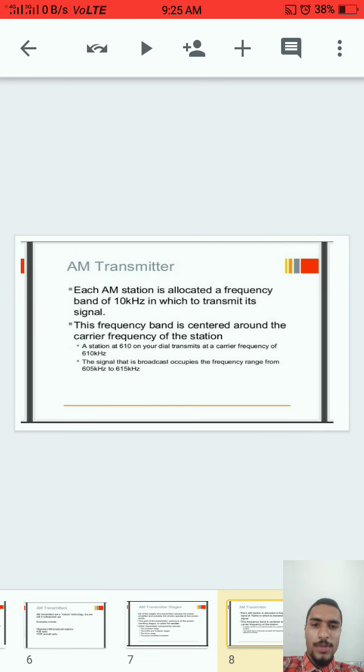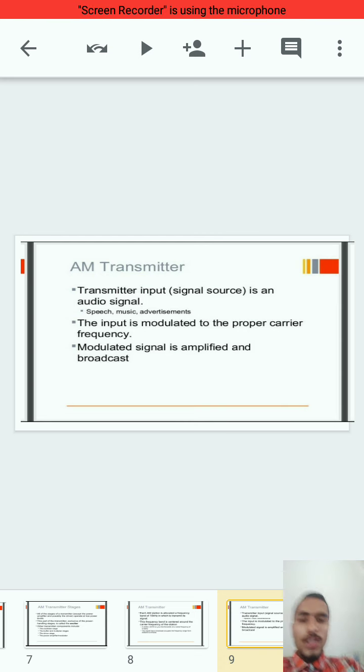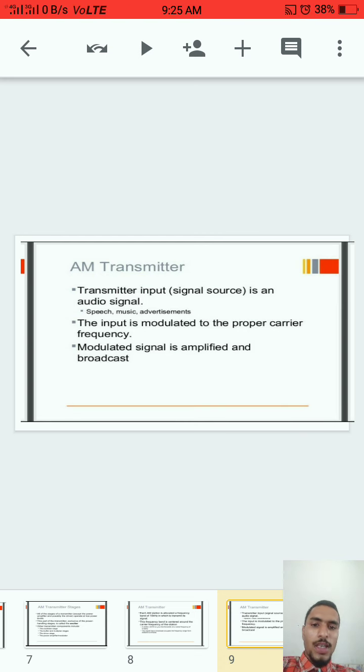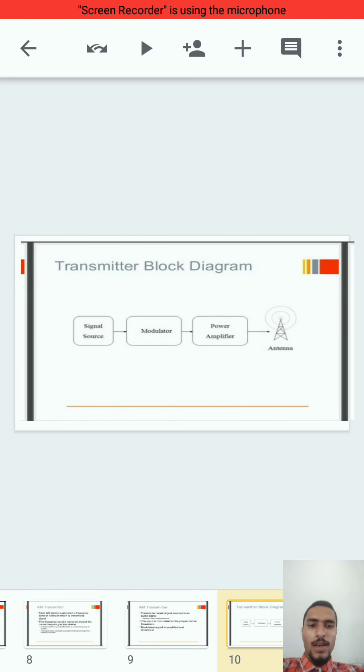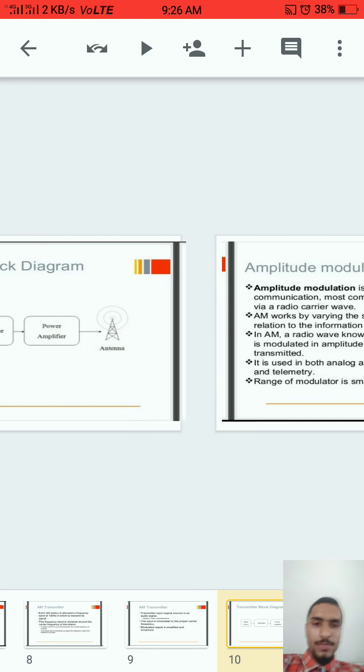Next one is AM transmitter. Each AM station is allocated a frequency band of 10 kHz in which to transmit its signal. This frequency band is centered around the carrier frequency of the station. Next is AM transmitter. The transmitter input signal source is an audio signal. The input is modulated to the proper carrier frequency and the modulated signal is amplified and broadcast. Another one, transmitter block diagram: signal source, modulator and power amplifier, and next is antenna.